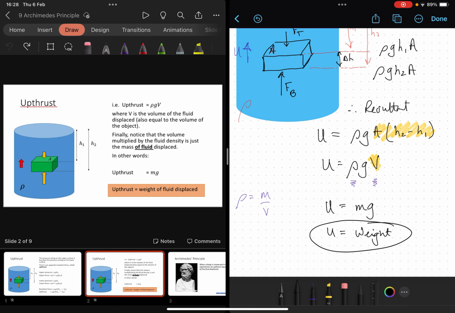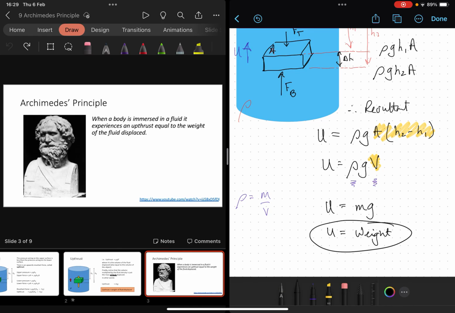We're not talking about the weight of the object. We're talking about the weight of the fluid that we push out of the way and that we displace because we have submerged that object. And this is the basis of Archimedes' principle.